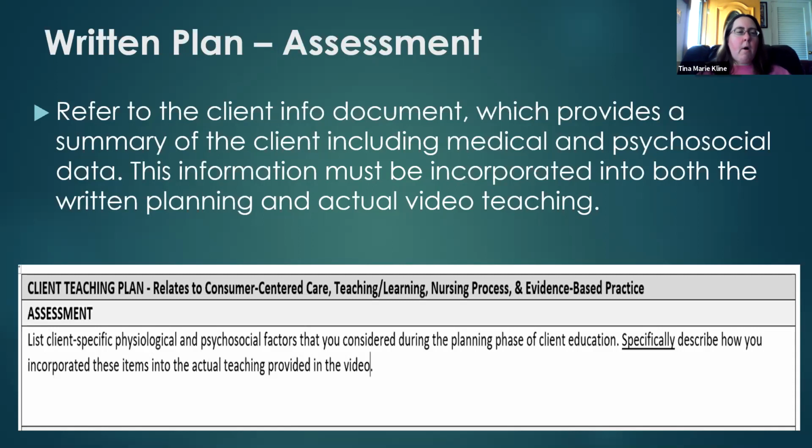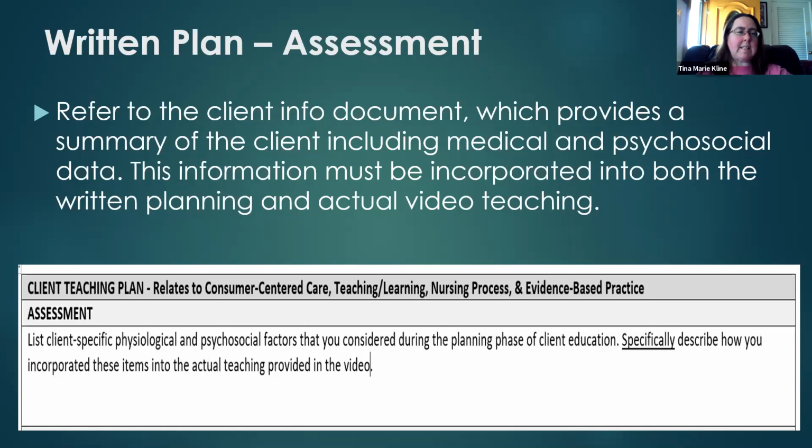On the written part, it talks about client-specific physiological and psychosocial factors that you consider during the planning phase of the client education. You need to specifically describe how you incorporated these items into the actual teaching you provided or you're going to be providing. So for example, this does not apply to Barb, but I'm going to use it as an example. If your patient was hard of hearing, you could mark that.